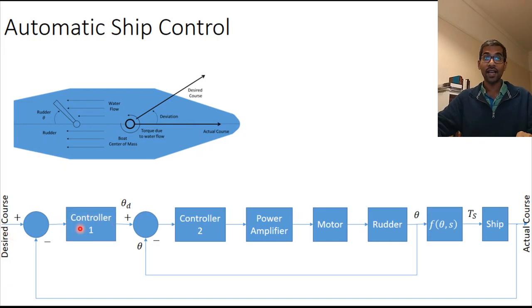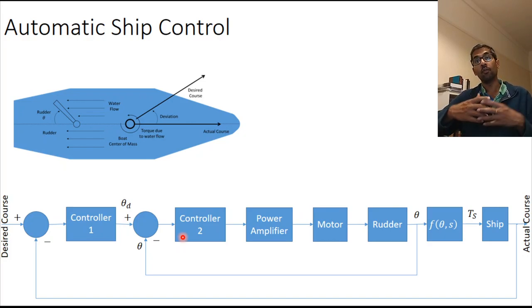And you can have a controller here that decides, based on the error, what direction you want to turn the rudder to. So this becomes the automatic control version of the boat steering system, or it replaces the human being who was actually doing the boat steering, right?